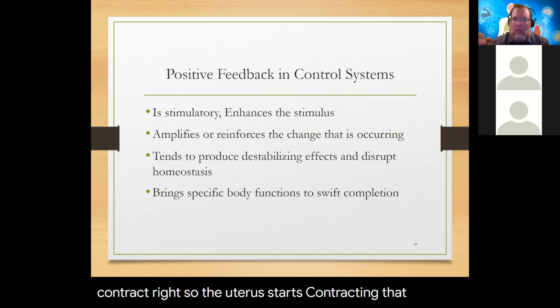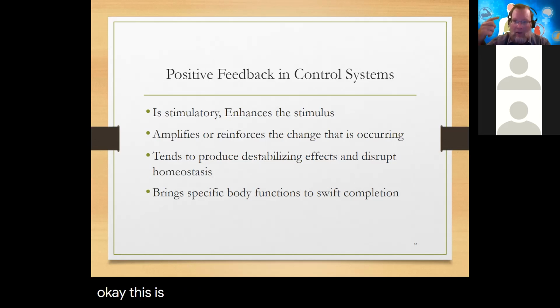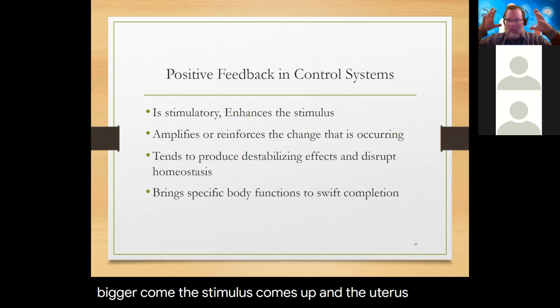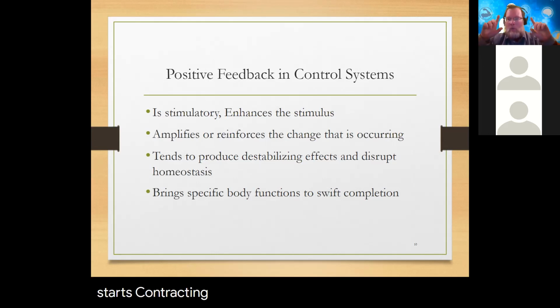That contraction is to stimulate and enhance the stimulus of, okay, this is in here. We need to get it out of here. We need to enhance the uterine contraction. So as the baby's getting bigger, the stimulus comes up and the uterus starts contracting. We don't want to oppose the stimulus.